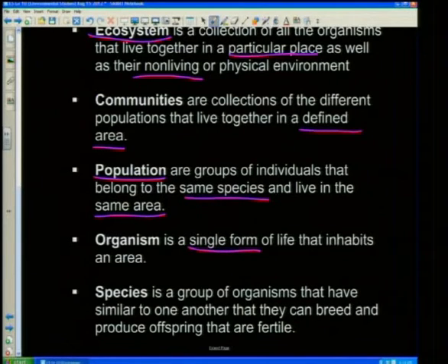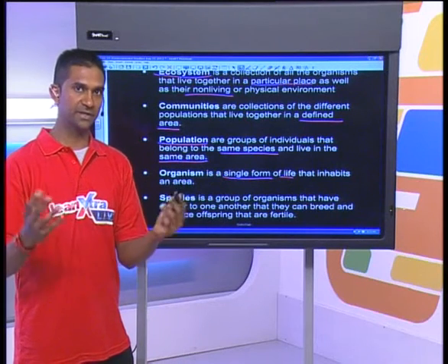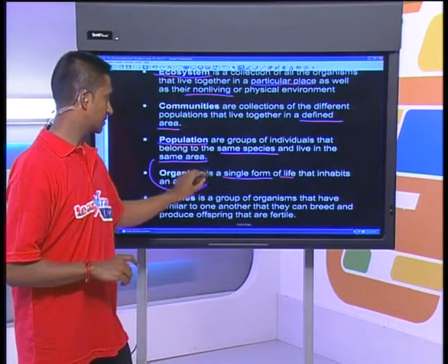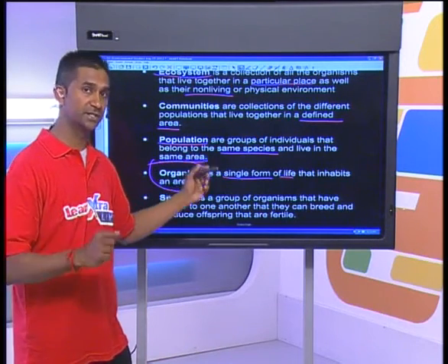The organisms that form a population are the single units of life that inhabit that area. So living organisms inhabit different areas. We refer to them as organisms, and they form populations when they group together.